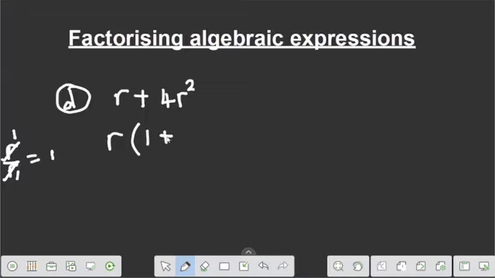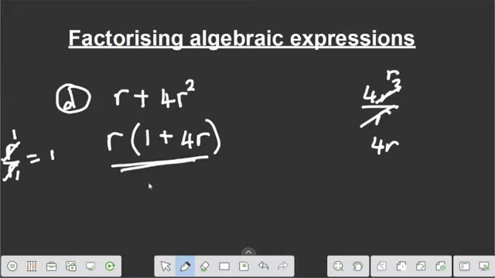Then we say plus. Then we are also going to divide 4r squared divided by r. So we can cancel this r and this r here because the r on top is squared. So we're going to remain with a single r. So we're remaining with the 4r. So here inside the brackets, we are going to write 4r. So this is our answer. We have factorized. So let us look at another example.